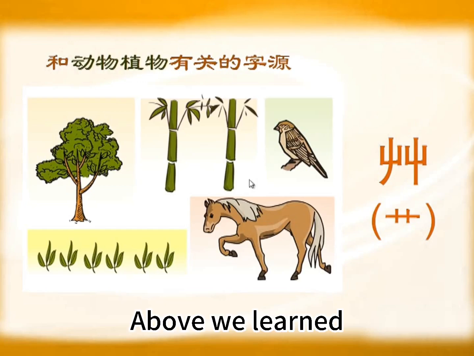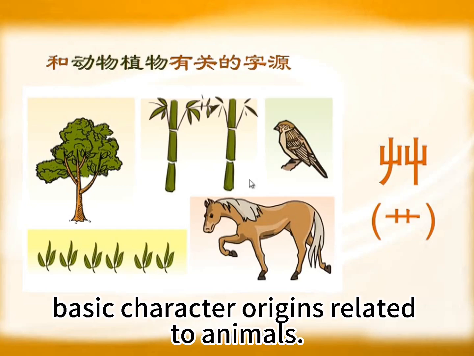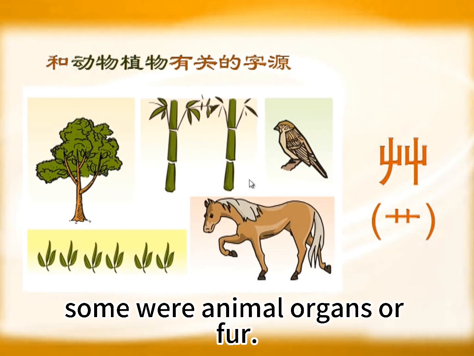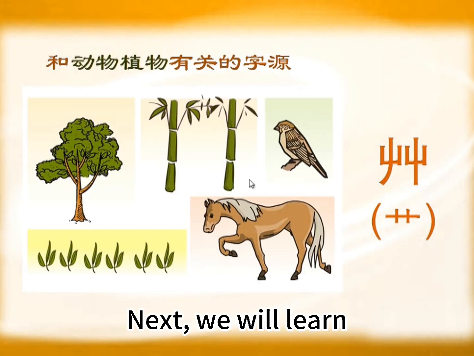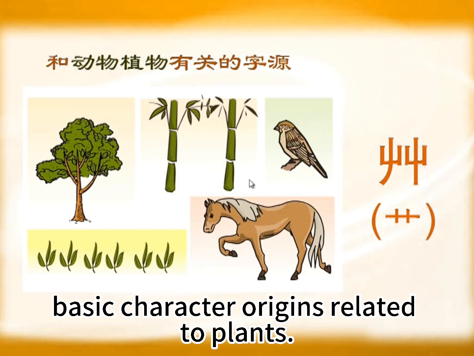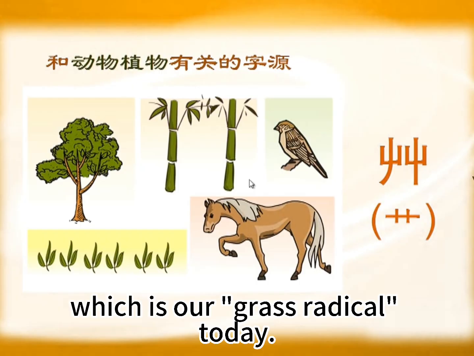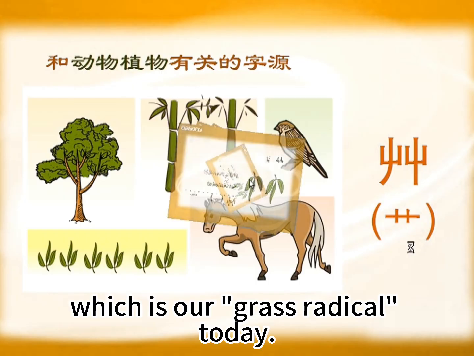Above we learned basic character origins related to animals. Some were the whole animal. Some were animal organs or fur. Next, we will learn basic character origins related to plants. First, let's learn 草, grass, which is our grass radical today.